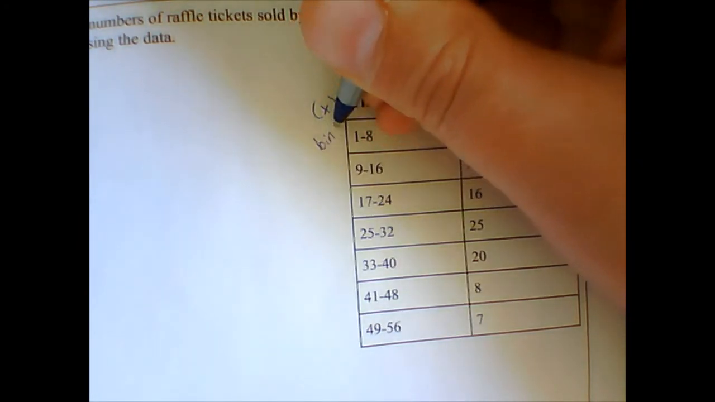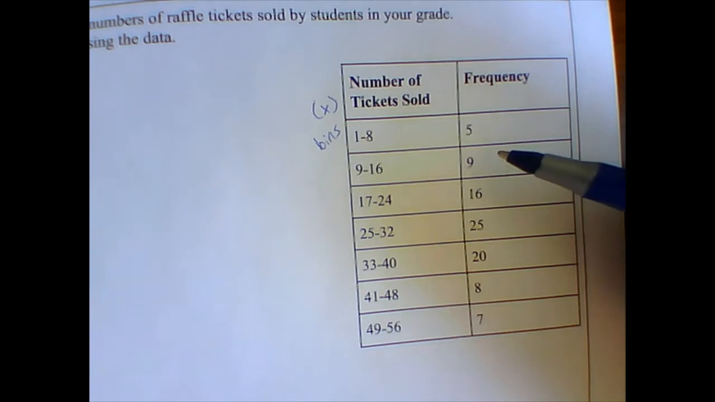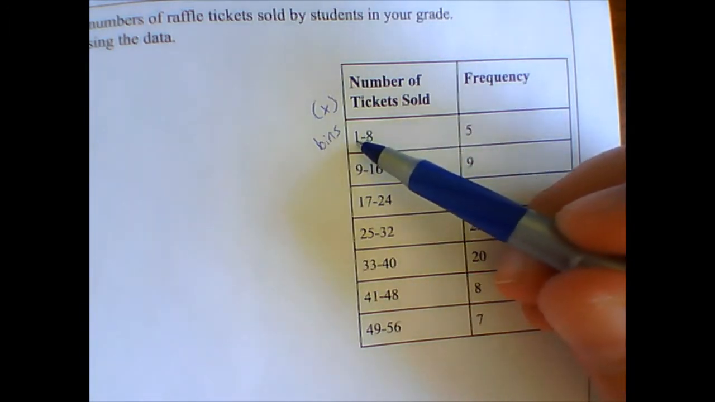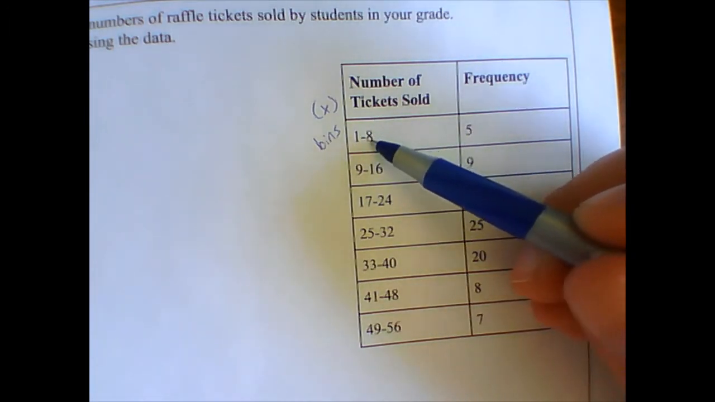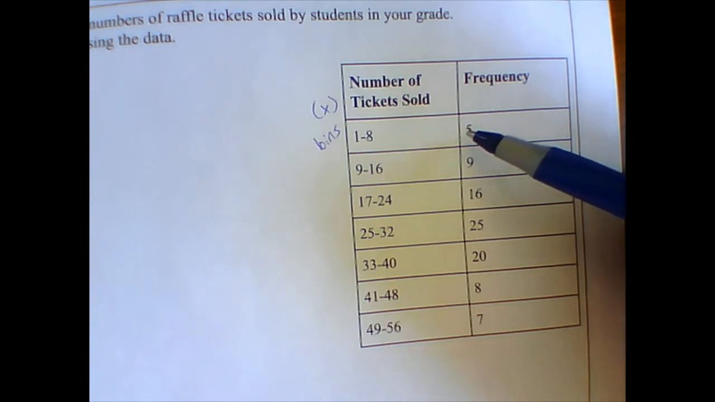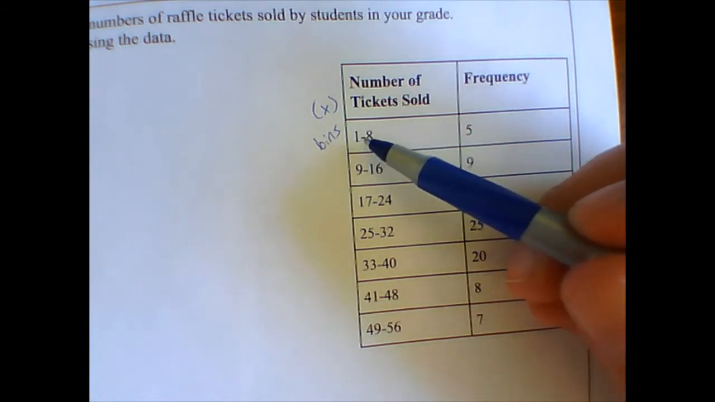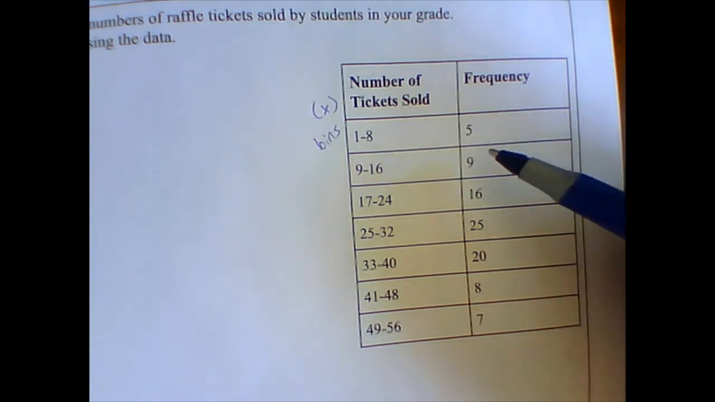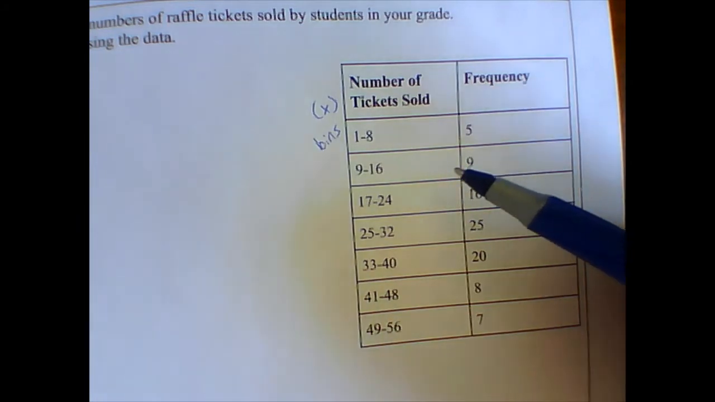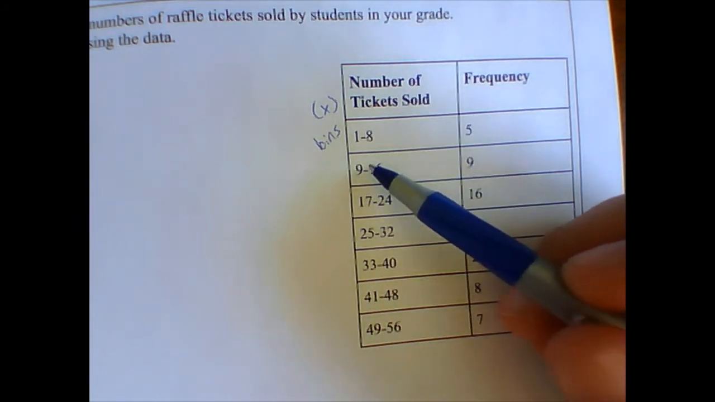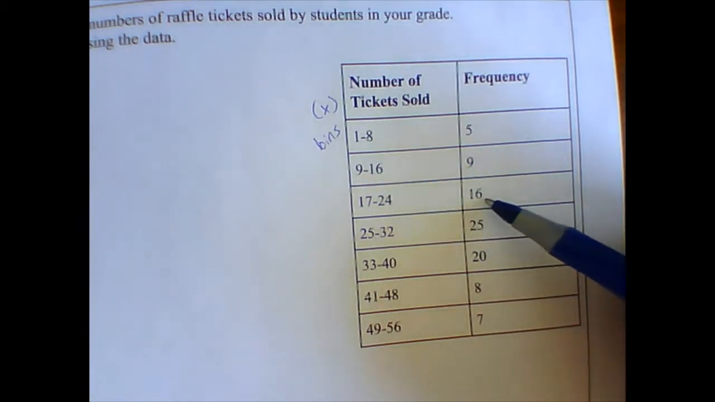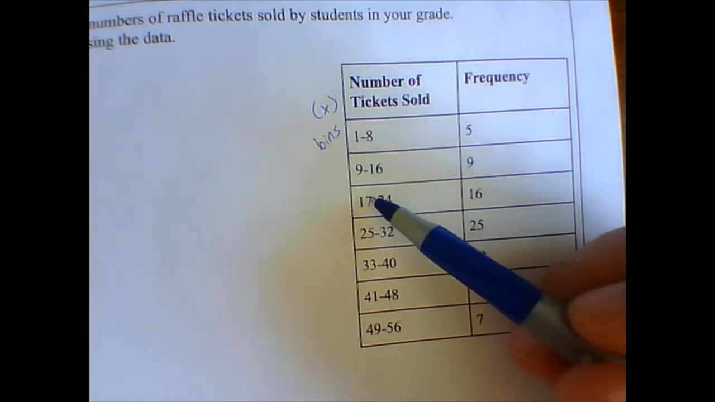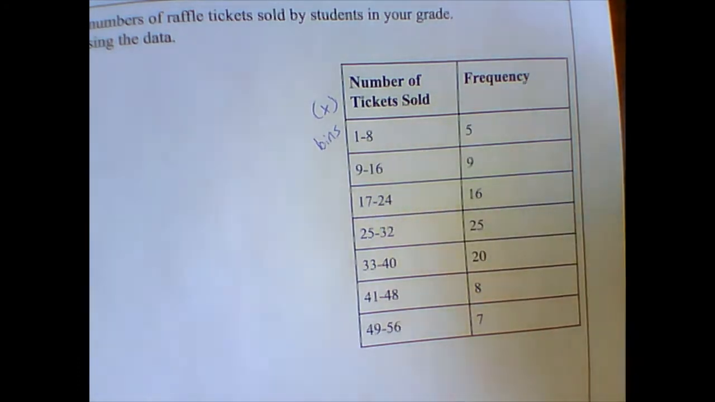And they still are X values. These are the bins that you stack the towers in. So this first one, if you sold between 1 and 8 tickets, apparently 5 people, that happened 5 different times. 5 different people sold between 1 and 8 tickets. Okay? And 9 different people sold between 9 and 16 tickets. And 16 different people sold between 17 and 24 tickets.